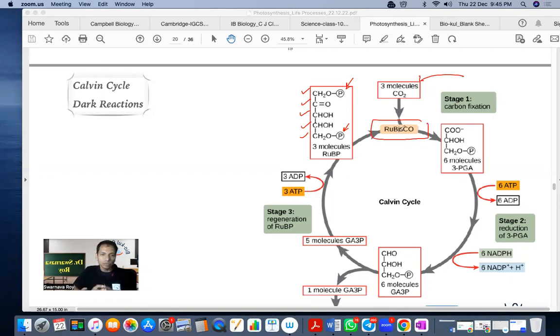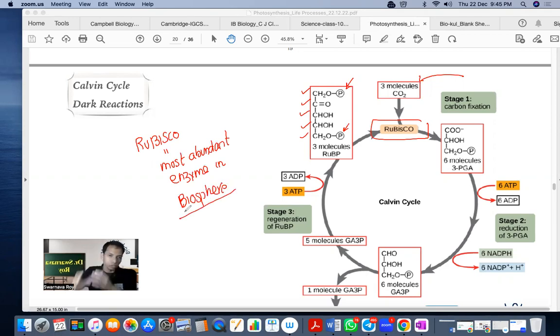Rubisco is the most abundant enzyme present in the whole biosphere. What is biosphere? Biosphere means it comprises the atmosphere, hydrosphere, and lithosphere. All the organisms present in the lithosphere, hydrosphere, and atmosphere. Okay, so Rubisco is the most abundant enzyme present in the biosphere.